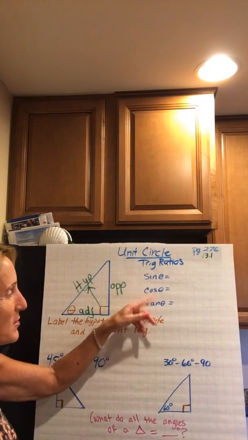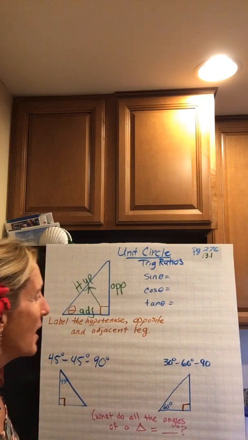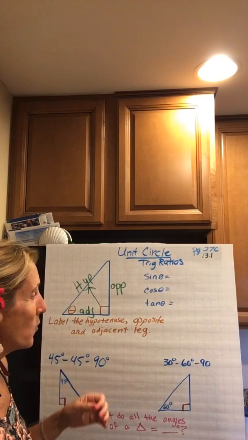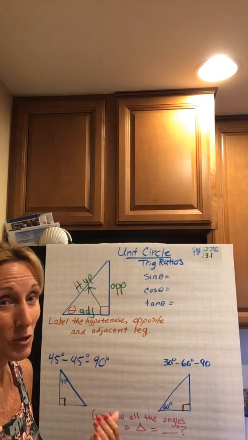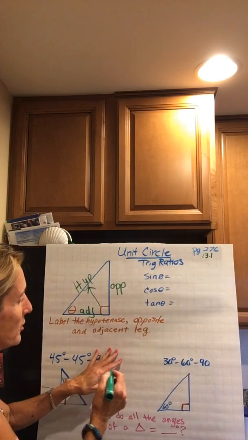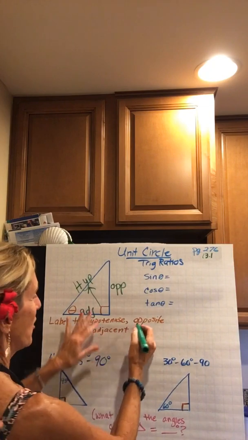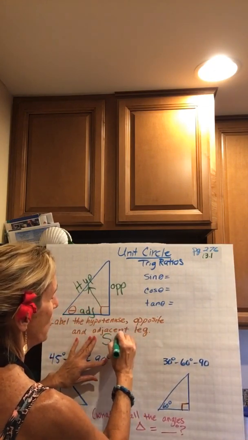Okay, so this gives us sine, cosine, and tangent. That's how we find our trig ratios. I don't know who your geometry teacher was, but we find sine, cosine, and tangent by using SOHCAHTOA. SOHCAHTOA is going to help me know what sine, cosine, and tangent are. So I want you to write this down somewhere on your paper. SOHCAHTOA.